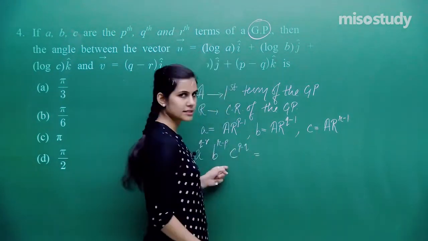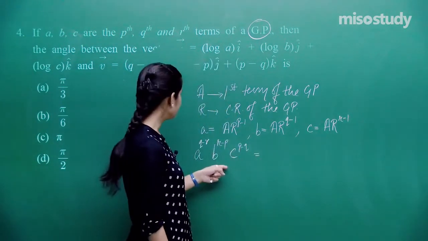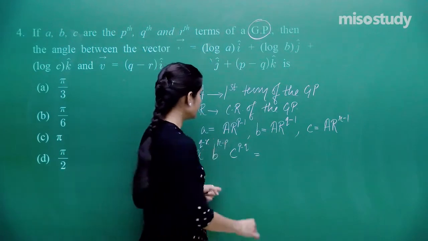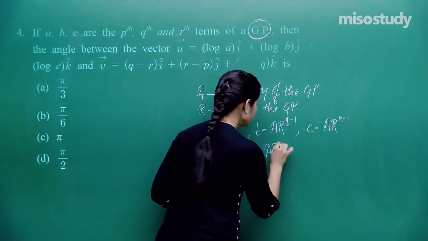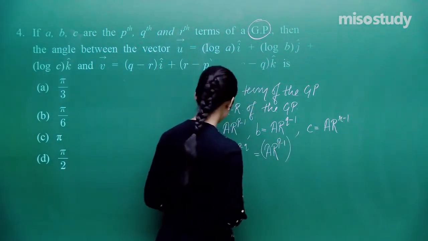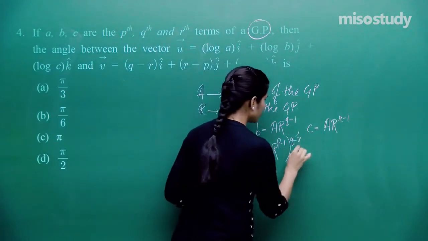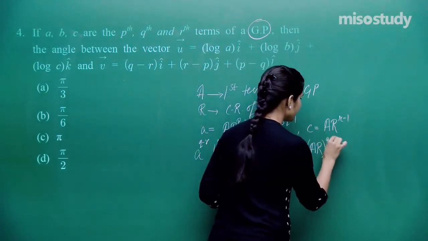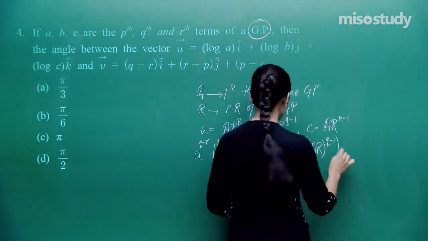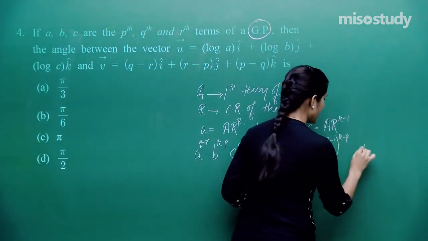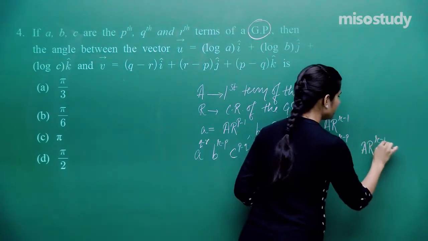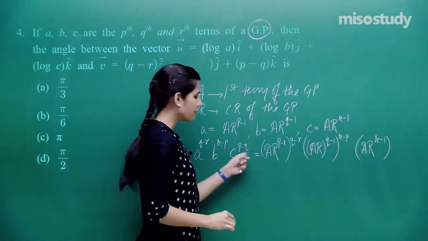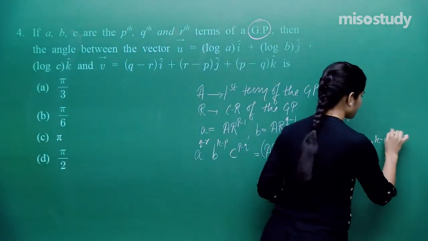What is this? What is this? This is equal to a is what? This. So this will be a r to the power p minus 1 raised to the power q minus r. Then a r to the power q minus 1 raised to the power r minus p and a r to the power r minus 1 raised to the power p minus q.